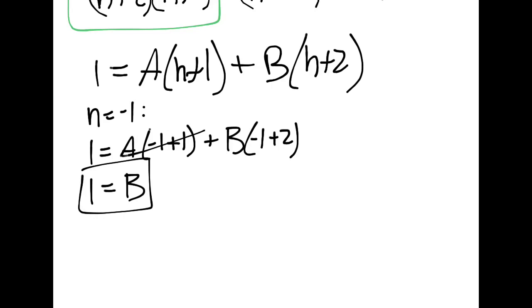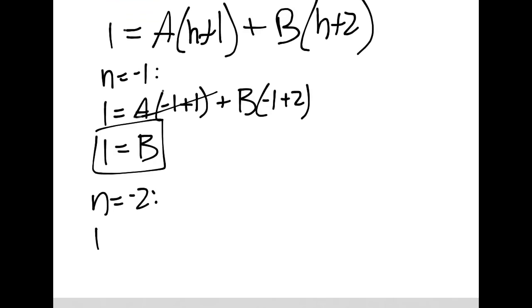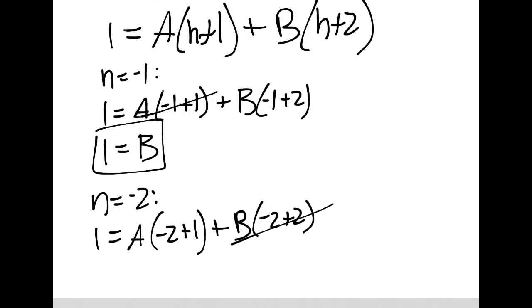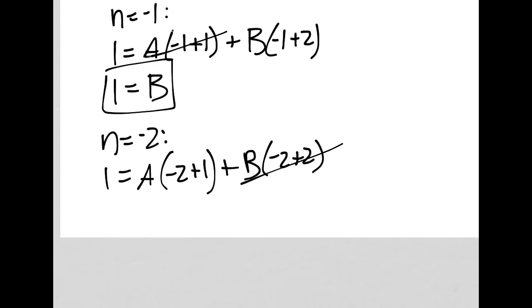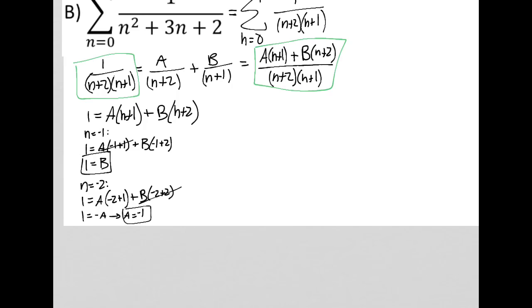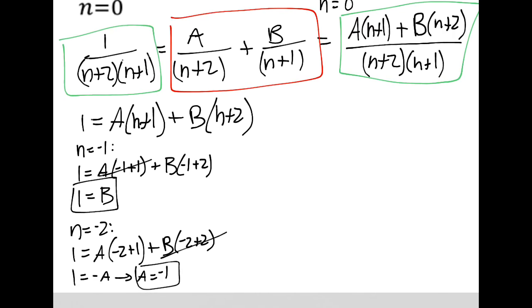Now let's be clever again, and let n equal negative 2. Now I will have 1 equals A times negative 2 plus 1 plus B times negative 2 plus 2, which goes away because that's just equal to 0. So I have 1 equals negative 2 plus 1, which is negative 1, so I have negative A, which means that A equals negative 1. So I've found the values of A and B that make this true. Now I can go to this middle piece right here. I have found my partial fraction decomposition, my partial fraction expansion.